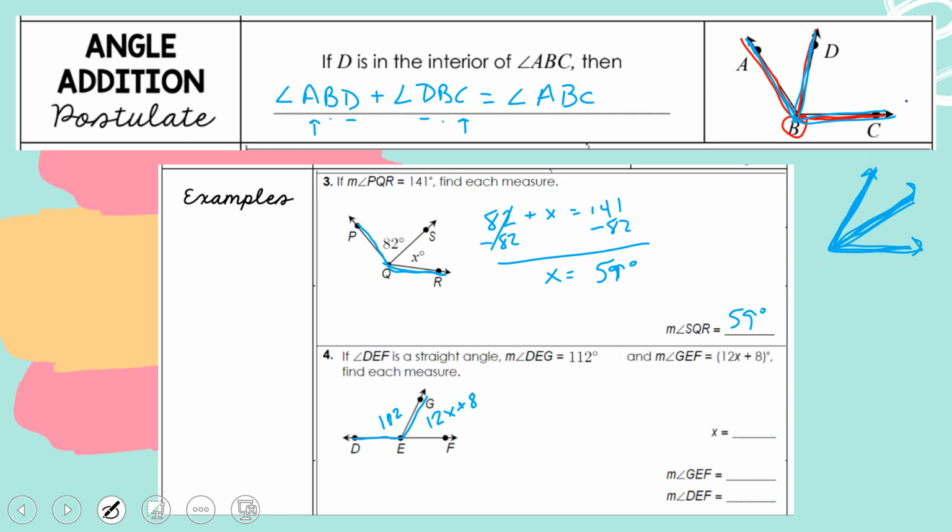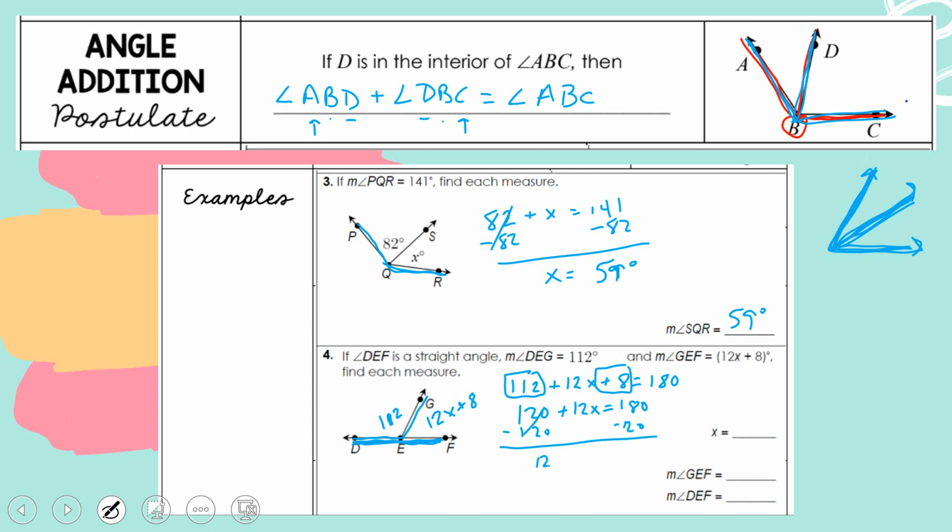So here I should recognize that this is a straight line. And we know that straight lines equal 180 degrees. So I should see that 112 plus 12x plus 8 equals 180. So I'm going to go ahead and combine my like terms here. My like terms for this one are 112 and 8. So 112 plus 8 is 120. So 120 plus 12x equals 180. Then I'm going to subtract 120 from both sides.